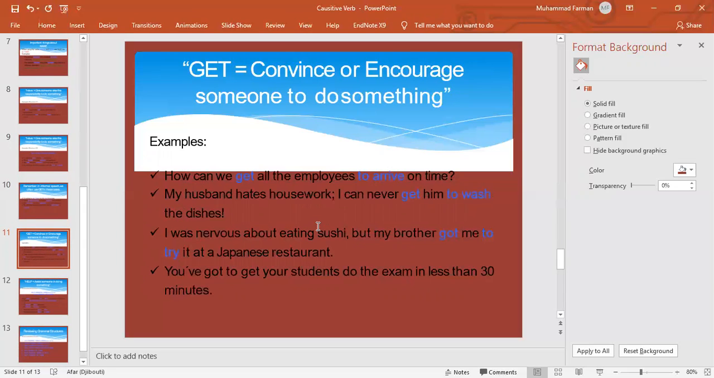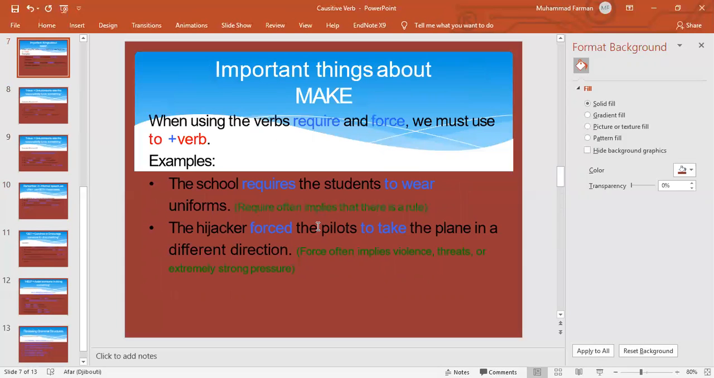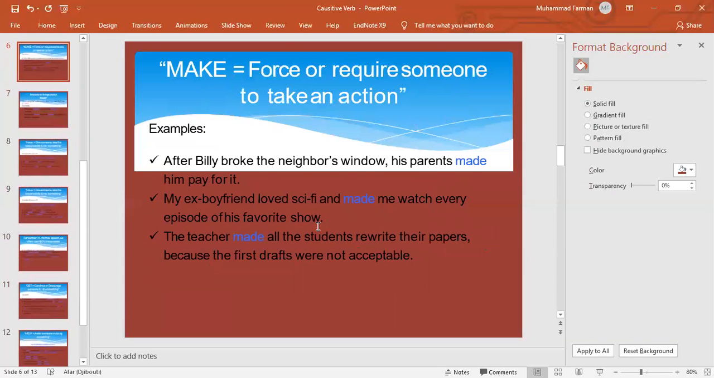Aage kya kehta hai? Phir kehta hai ki mostly we utilize get just in order to convince or encourage someone to do something. Aur most basically hum encouragement ke liye get ko istemal karte hain. Have जब हम इस्तेमाल करते हैं, हम responsibility के लिए इस्तेमाल करते हैं. Make हम requirement और enforcement के लिए इस्तेमाल करते हैं.